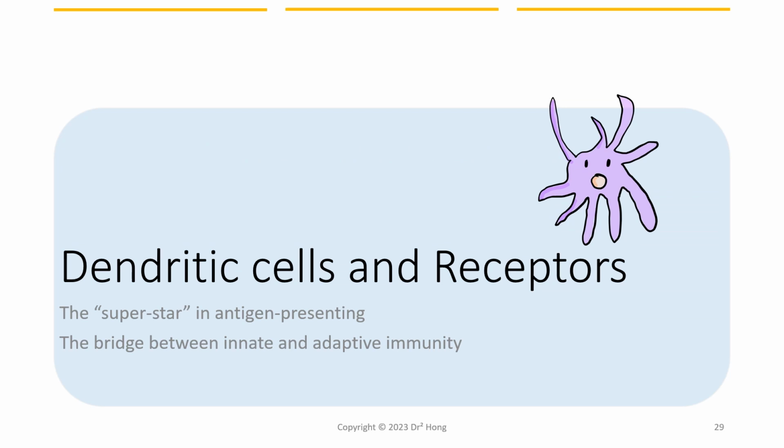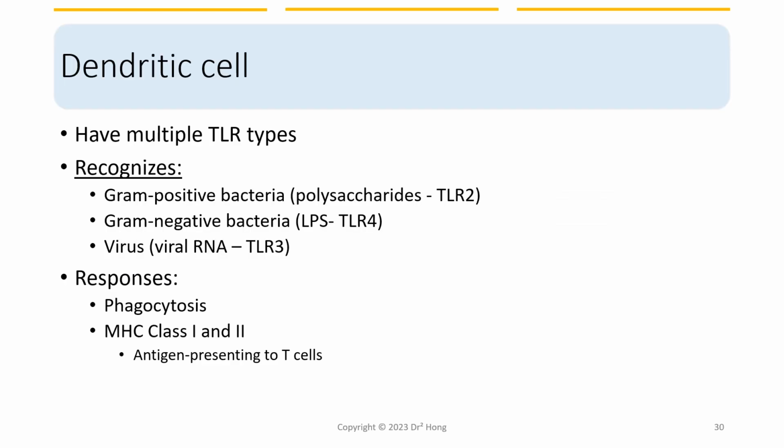Now let's look at dendritic cells and their receptors. I'd call it a superstar in antigen presenting because it is the main bridge between the innate and the adaptive immunity. There are multiple types of toll-like receptors on dendritic cells. First, we have toll-like receptor 2, which can recognize polysaccharides found on gram-positive bacteria. Toll-like receptor 4 can recognize LPS found on gram-negative bacteria. And we also have toll-like receptor 3 that can recognize viral RNA found within the virus.